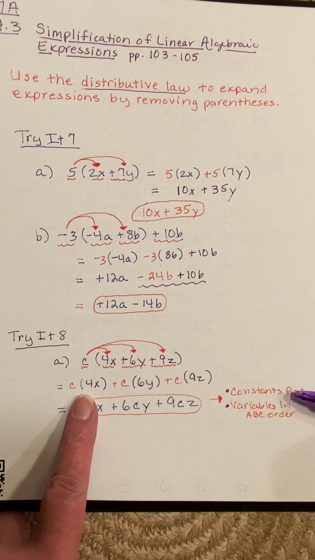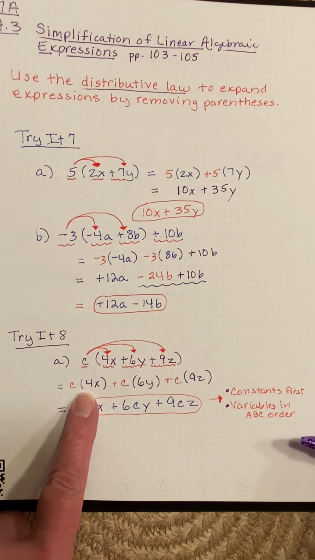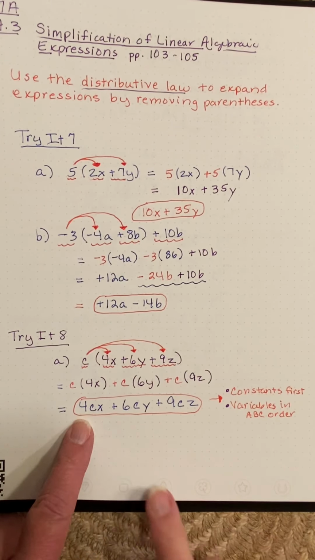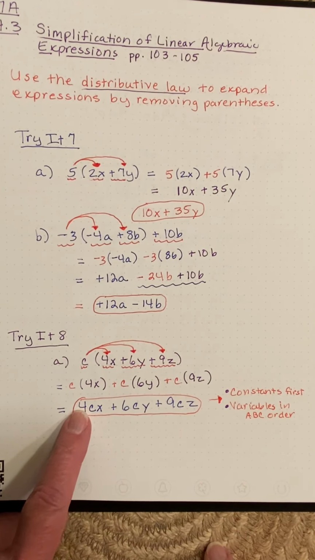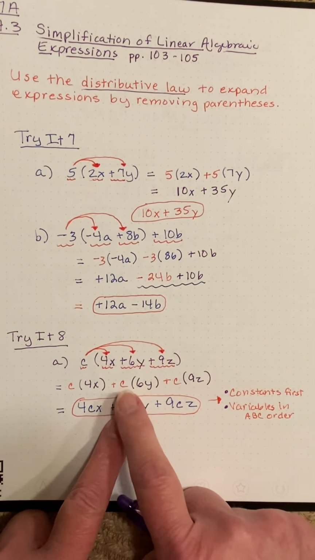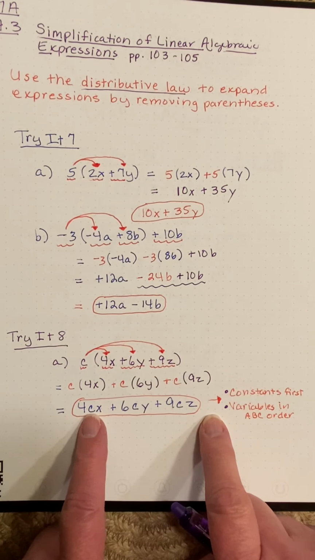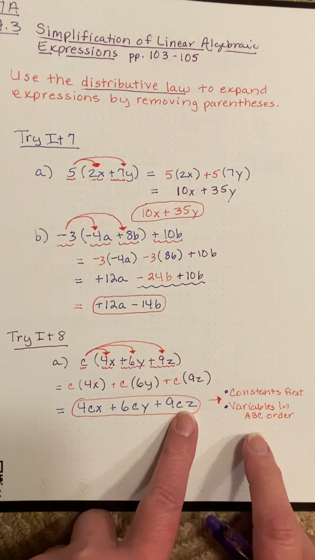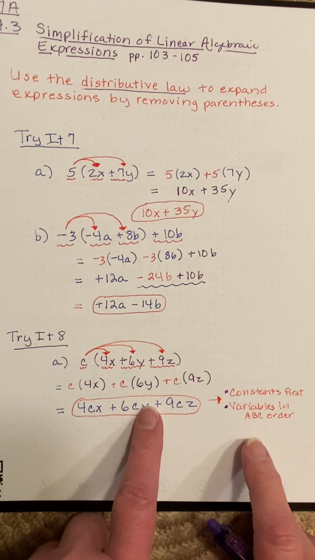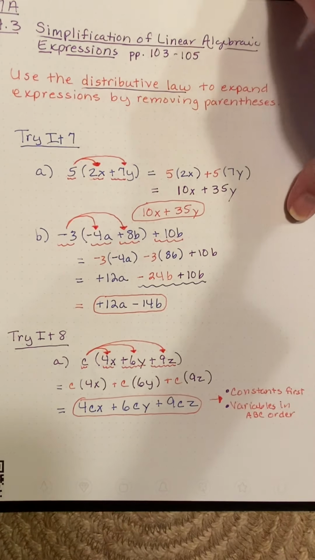We list the constants first, so the numbers first, and then all the variables, which are the letters, in ABC order. So this c times 4x becomes 4cx. Number first, letters alphabetical. Next one, 6 comes first, cy, and then 9cz. Well, cx is different from cy and is different from cz. They all have c's in them, but the x, y, z makes them different, so that's as far as I can go, and that is my solution.